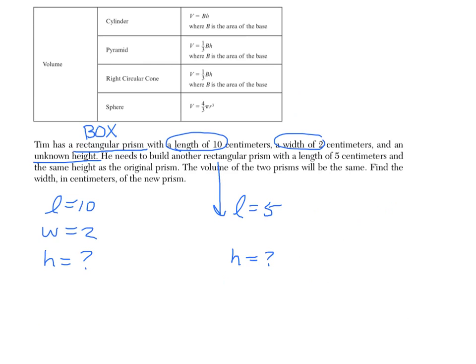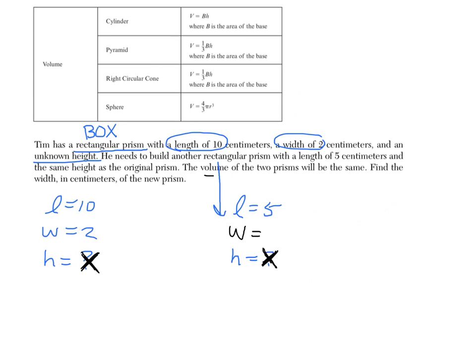We don't know what it is, but we do know that it's identical to the height of the first box. So we might as well call it x, something that we don't know, but what we do know is that they are the same height in both boxes. What we don't know is one other thing, the width of the second box, which we can just call W for now.